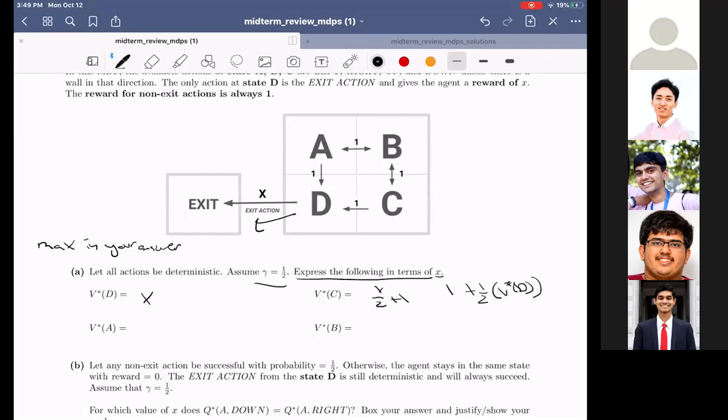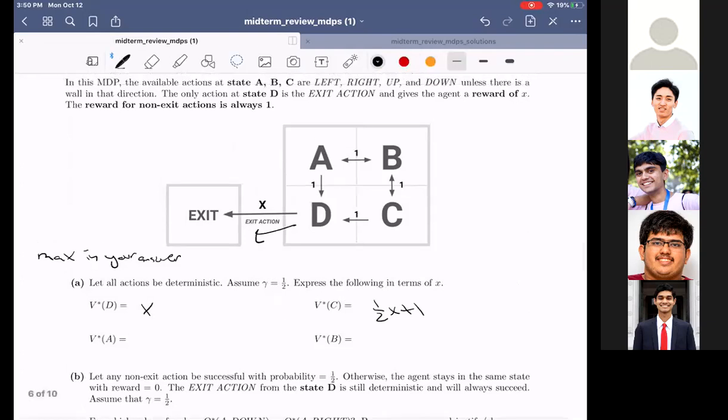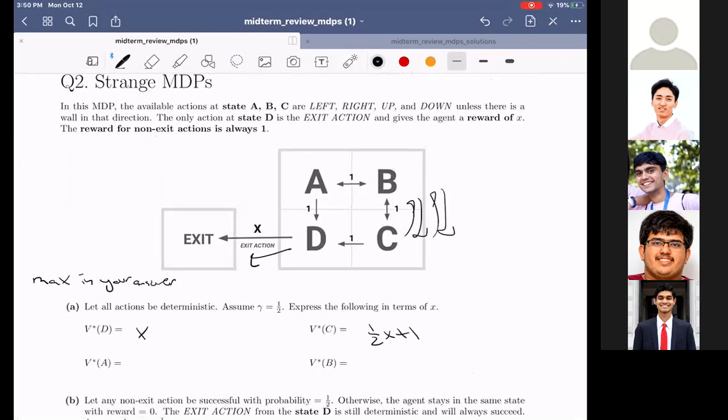Perfect. There is a catch. Is going to D always the best option? It turns out that it's not always the best option. The other option is you could just oscillate back and forth between B and C, and keep getting this reward of 1, right? If X is small enough, then you might prefer that. So what reward would you get if you oscillate back and forth here forever?